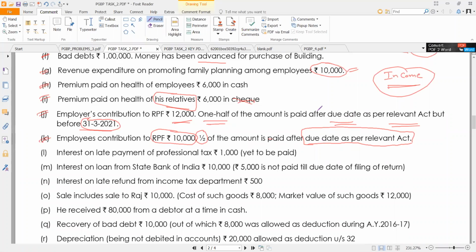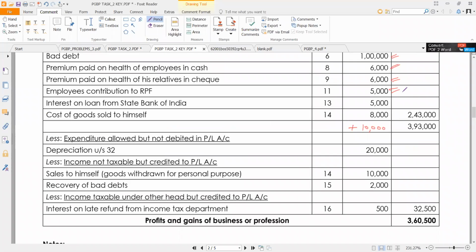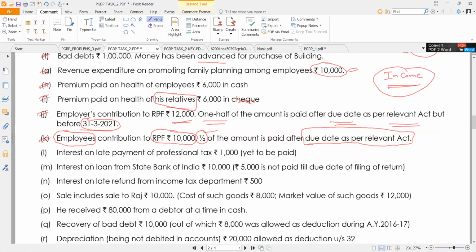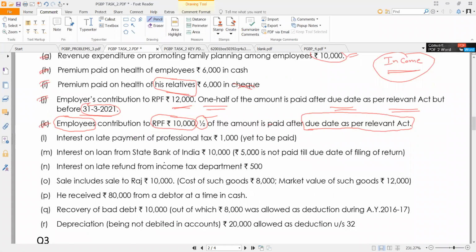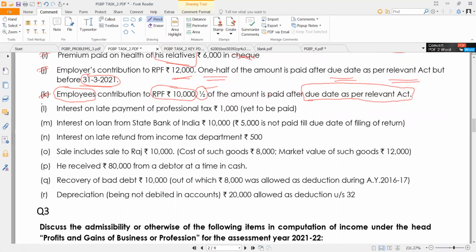Either way, it's okay. But anyway, CBDT, of course, is now giving that clarification, particularly for employee's contribution, where we can apply that logic: if it is not paid within the due date as per the relevant act, it can be disallowed. So half of that, meaning 5,000, can be disallowed. Again, if it is allowed, you should write a note stating that according to the Delhi High Court judgment, this treatment has been done.